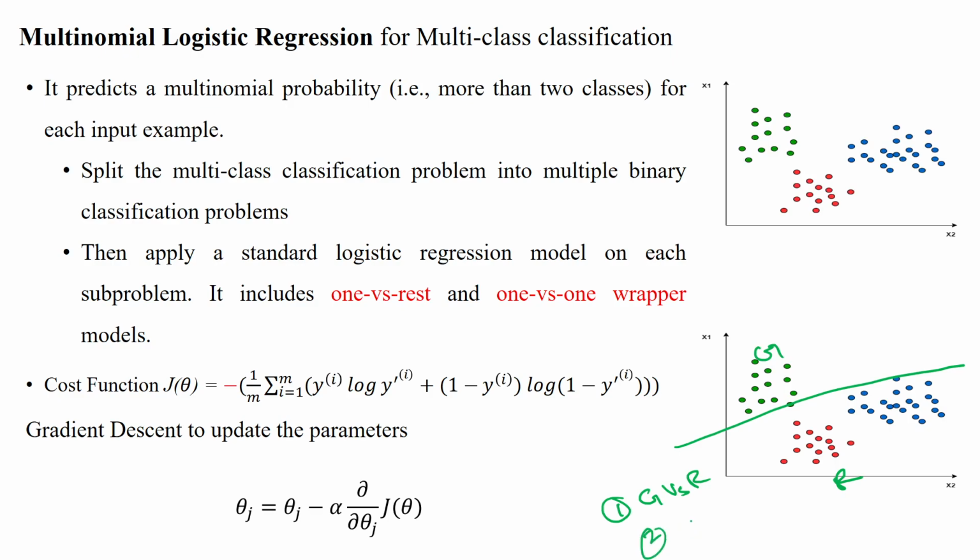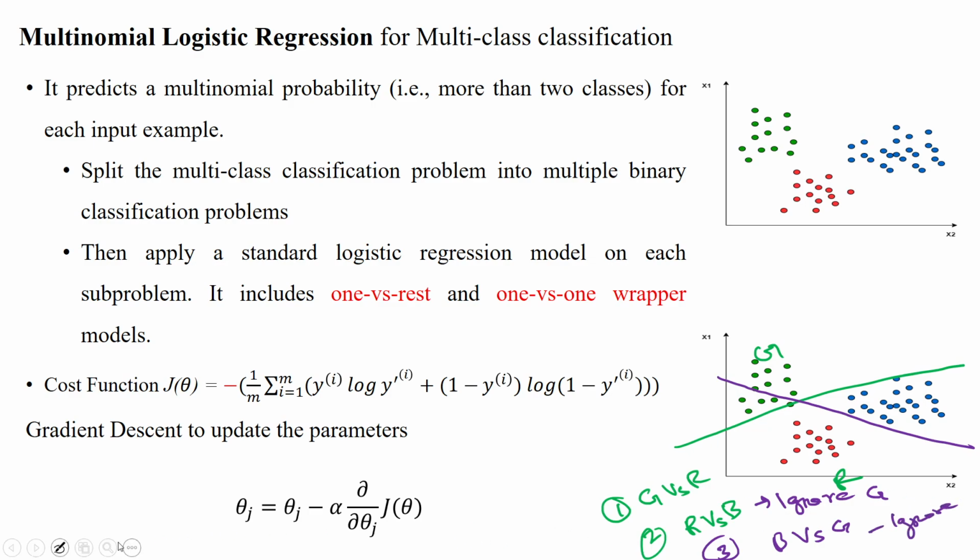Then for the second one, we will take red versus blue, right? When taking red versus blue, the decision boundary will classify only two classes. It might be like this, so it is ignoring the green class. And for the third sub problem, we may take blue versus green. When taking blue versus green, it is ignoring the red, so you will get the decision boundary like this. So the third sub problem considers only the blue and green.